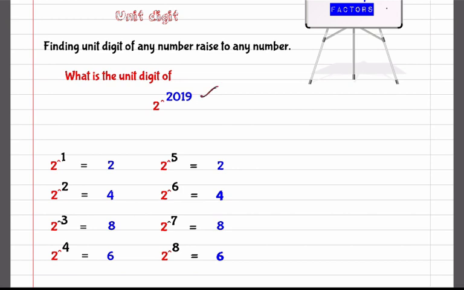So 2 has a cyclicity of 4. After every 4 power, the unit digit gets repeated. So just divide this by 4. 4 4s are 16. This is similar to 2 raised to 3, right? And 2 raised to 3 ends in 8. I'm just revising through this because this is one concept on cyclicity that you need to know. 2 has a cyclicity of 4.